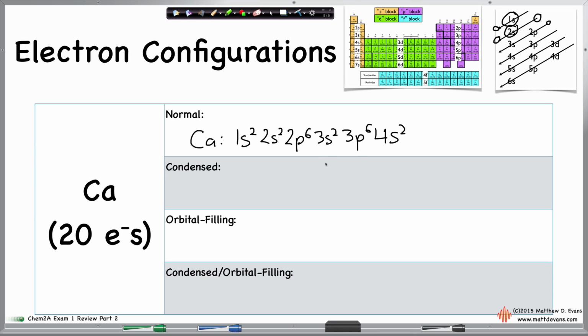Let's just double check this. So 10, yeah, 10, 20. Okay, so that's what I'm calling the normal electron configuration. I will be asking for this on the test. So I use this diagram, but truth be told, I always use the periodic table these days. I don't need this anymore.